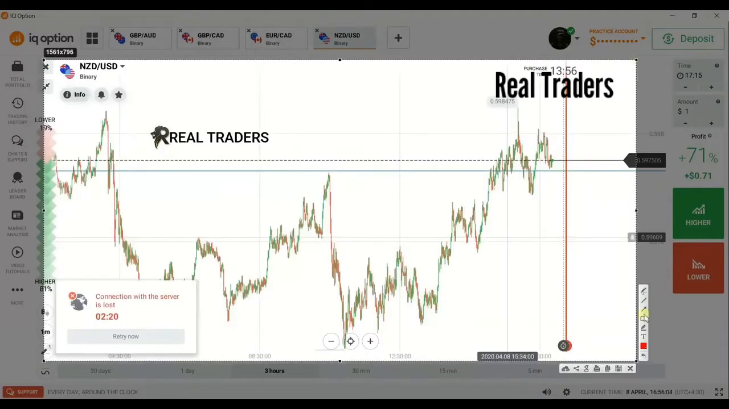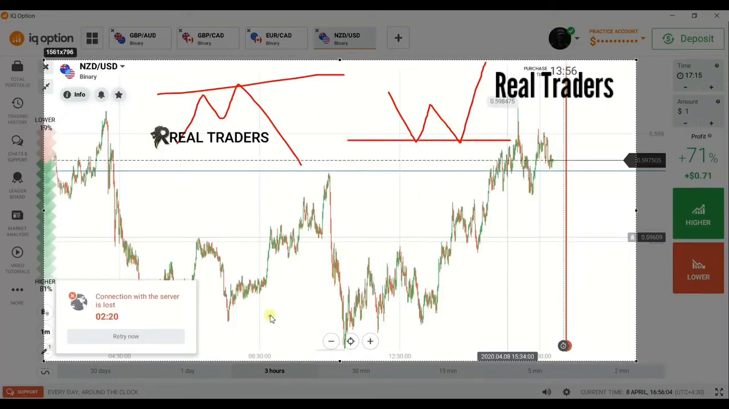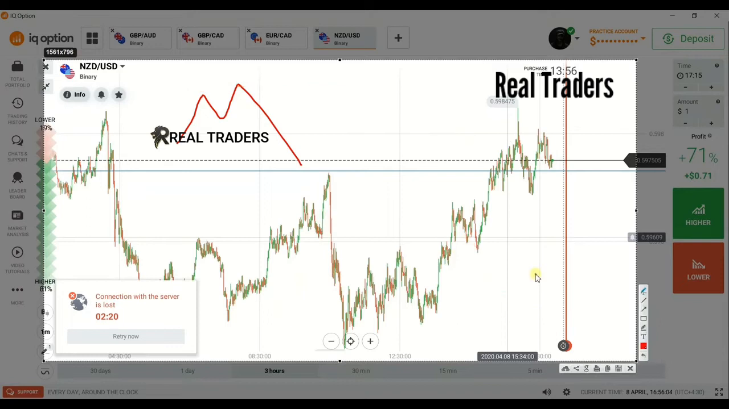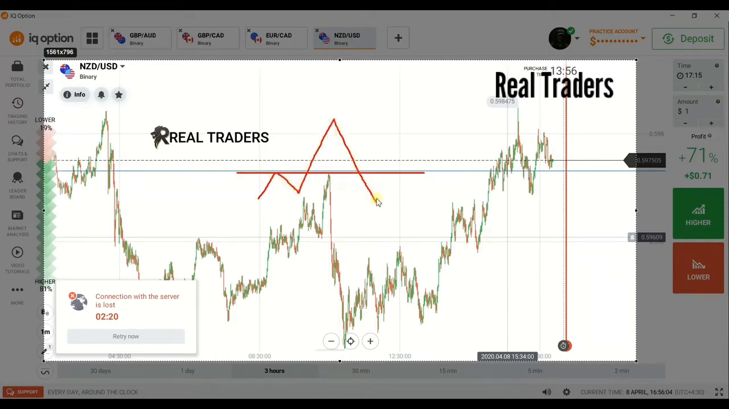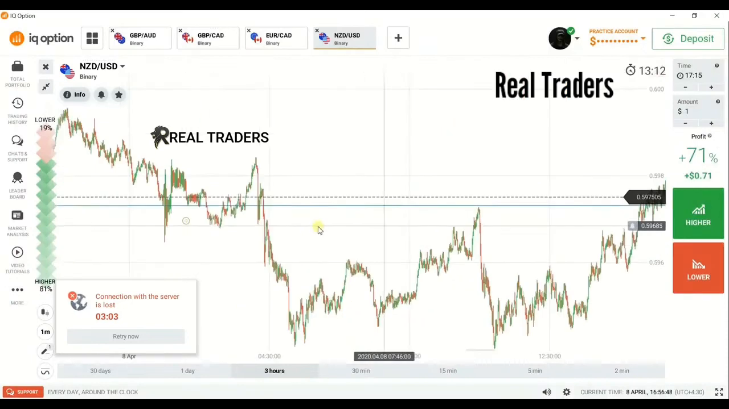Let me repeat again. The double top pattern, the double bottom pattern, the uptrend, and the downtrend. And also we have another pattern. It's called the head and shoulder pattern. It is like this. So this is the head and shoulder pattern. This is the head and these are the shoulders. So let me show you this pattern in the candle.